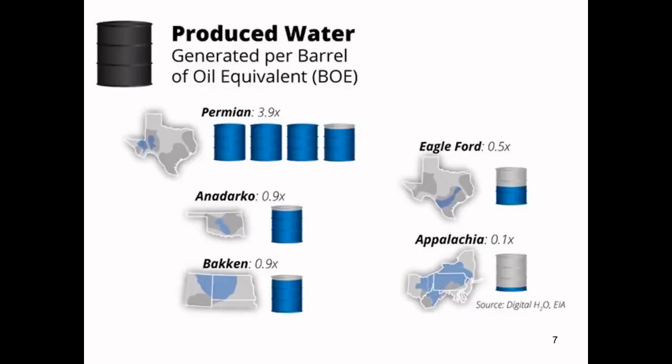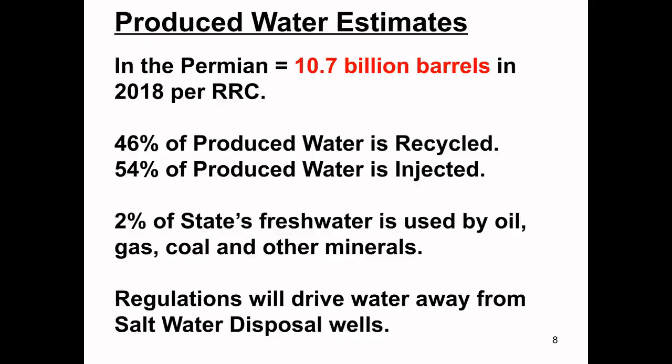Here's another slide that depicts the amount of produced water generated per barrel of oil equivalent. In the Permian, for oil, there's 4 times the amount of water to 1 barrel of oil. That's a lot of water. In 2018, the Railroad Commission of Texas estimates that 10.7 billion barrels of water were produced in the Permian. 46% of that was recycled and 54% of that was injected.